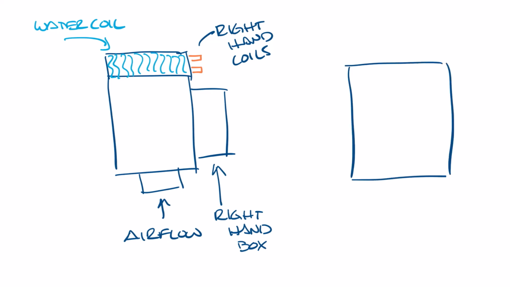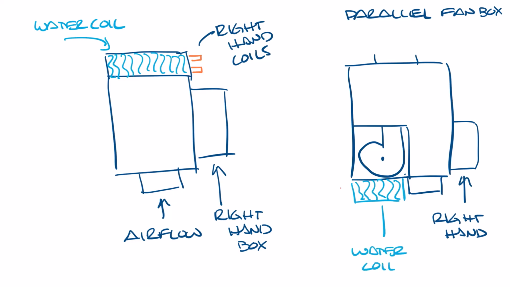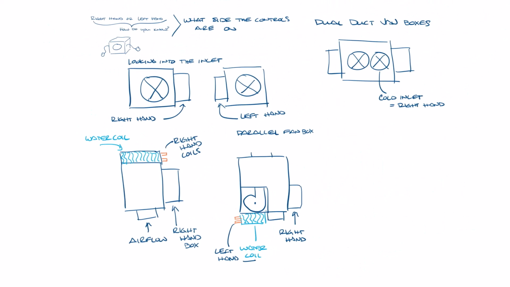On parallel fan boxes, the water coil can be installed on the induced air inlet. If this is the case, then the hand of the water coil needs to be opposite of the hand of the parallel box because you can't have the piping come in where the inlet is. So if this is a right-hand parallel fan box, then your water coils would be left-handed. And let's bring all this back on screen.